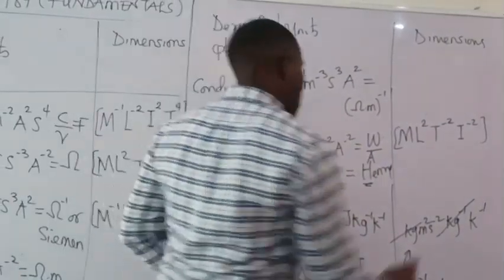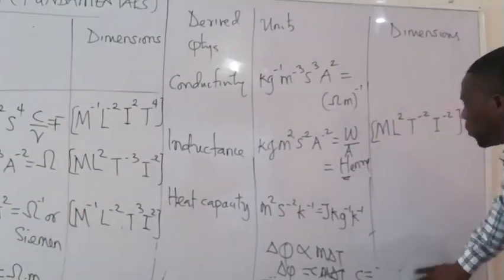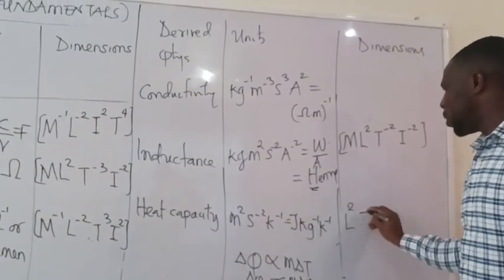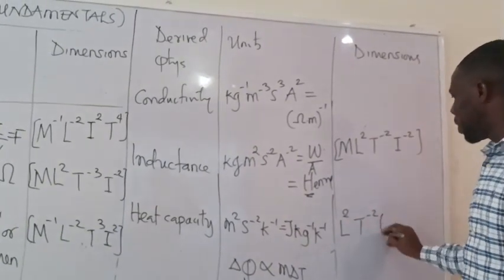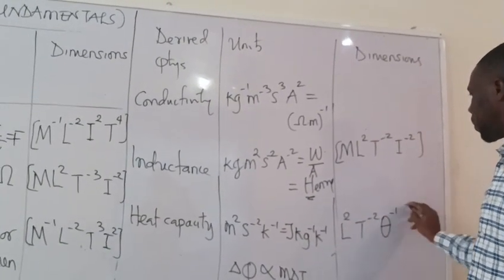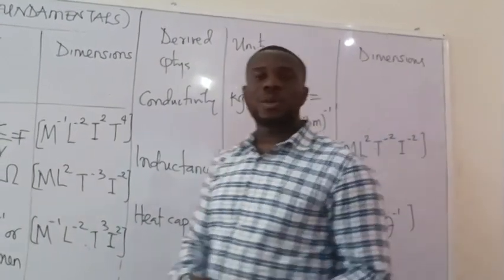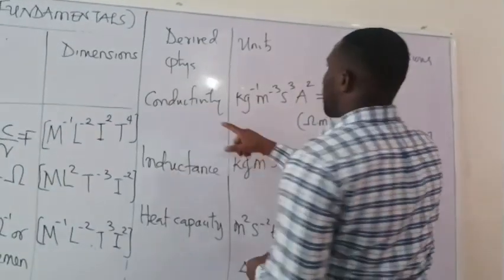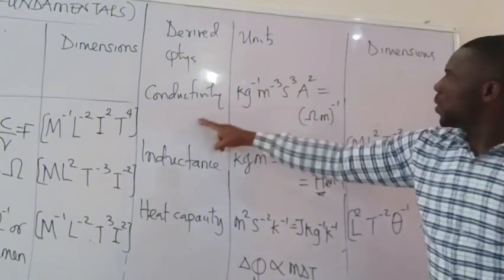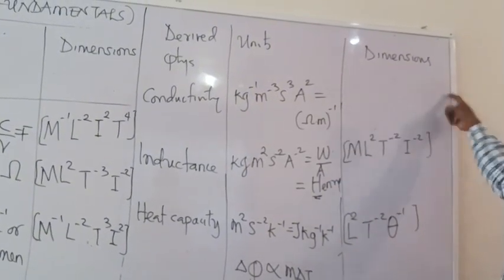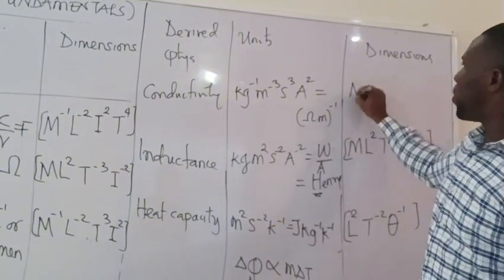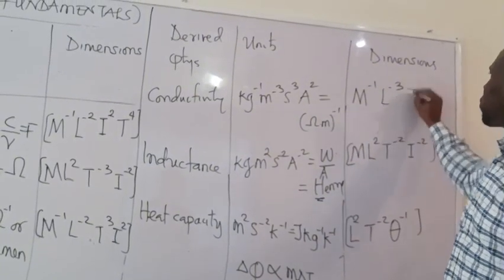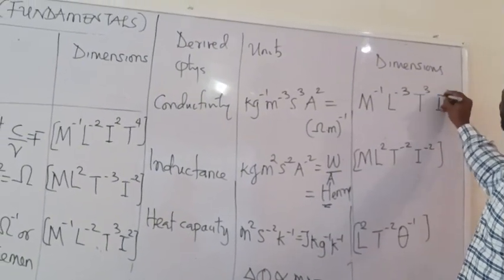Alright, now the dimension for this would be L raised to power 2, T raised to power minus 2. Then for temperature, that is Kelvin, the symbol is theta, so theta to the minus 1 is the dimension. And of course, this is for heat capacity. And of course, the list could go on and on. Now, for conductivity, I'm going to leave it out to fill up this, but I will do it. This is M for mass raised to power minus 1, L raised to power minus 3, T raised to power 3, then we have I raised to power 2.